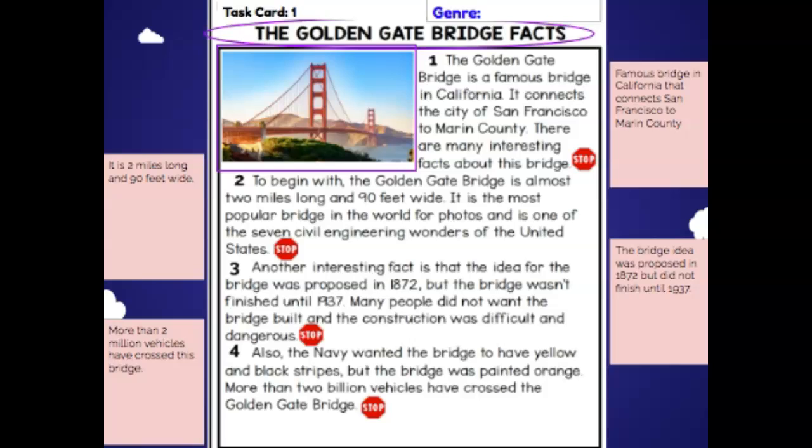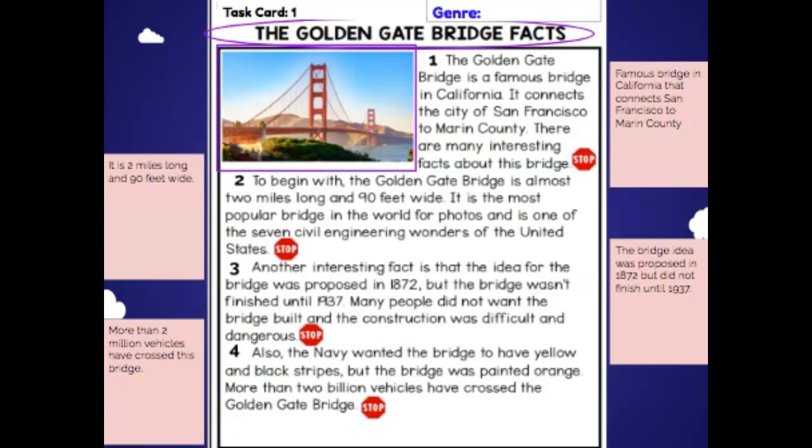Also, the Navy wanted the bridge to have yellow and black stripes, but the bridge was painted orange. More than 2 billion vehicles have crossed the Golden Gate Bridge. So I'm gisting on the side. More than 2 million vehicles have crossed this bridge.